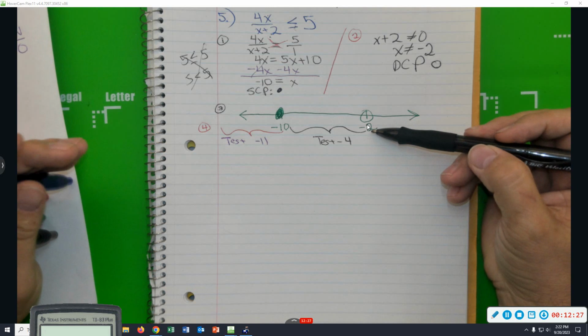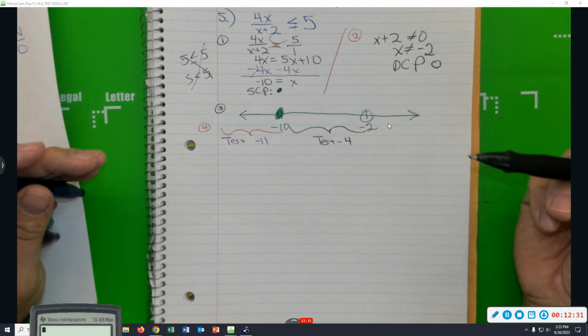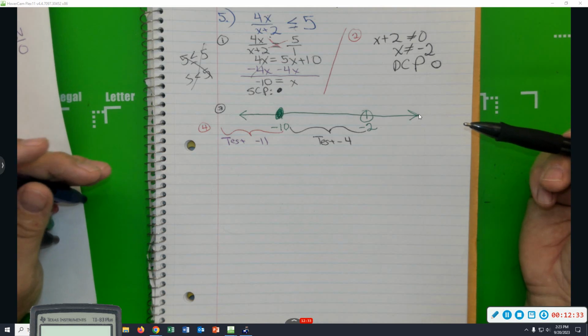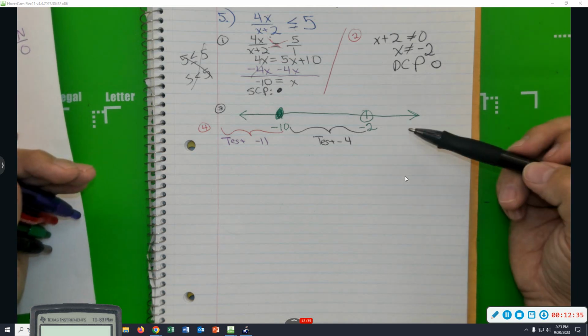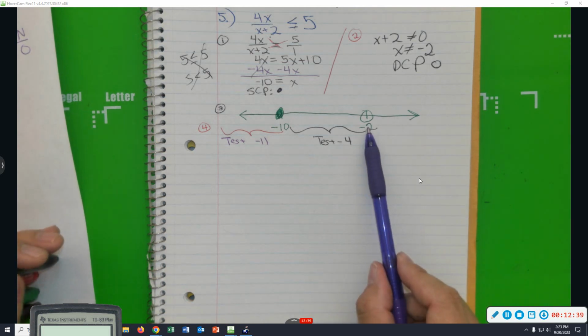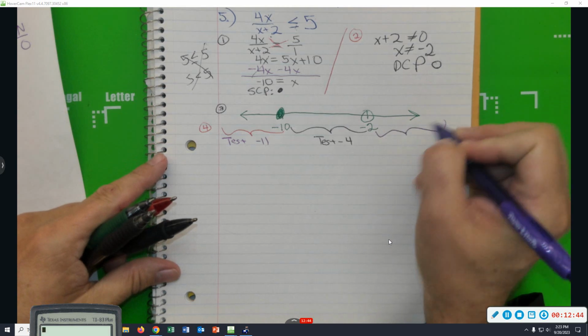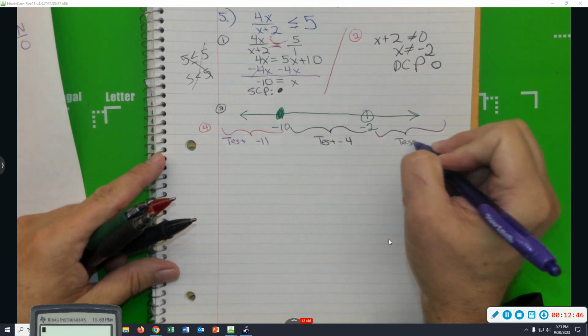And then to the right of -2, I'm going to test 0. If an interval contains 0, I always think 0 is the easiest number to plug in, as long as it's not a cut point. If 0 is a cut point, you can't test it. But to the right of -2, we're going to test 0.